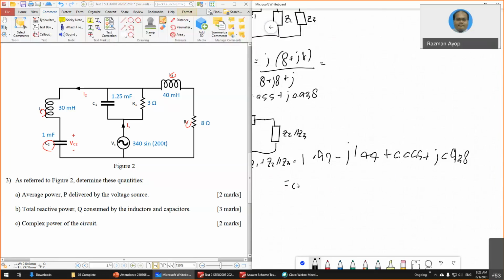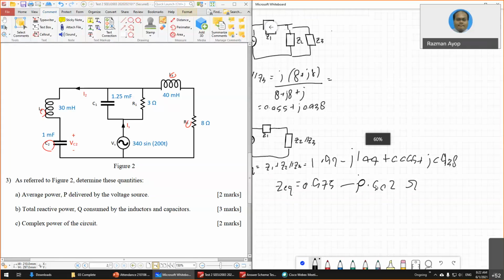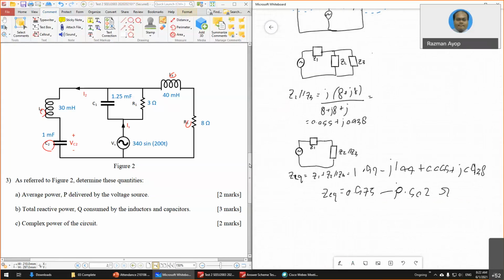So equals to 0.9675 plus, so this is minus 0.50. So don't forget J. So you get Z equivalent. Okay, this is how you calculate the equivalent circuit.